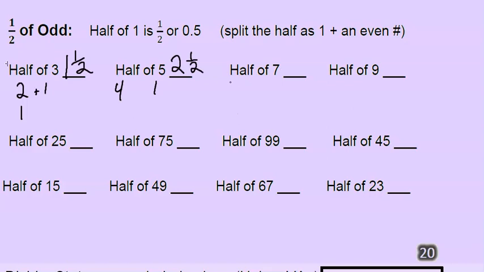Half of 7, we could break it down to half of 6 and half of 1. Half of 6 is 3. Half of 1 is 1/2. Half of 9, we could break that into half of 8 and half of 1. Half of 8 is 4. Half of 1 is 0.5 or 1/2.